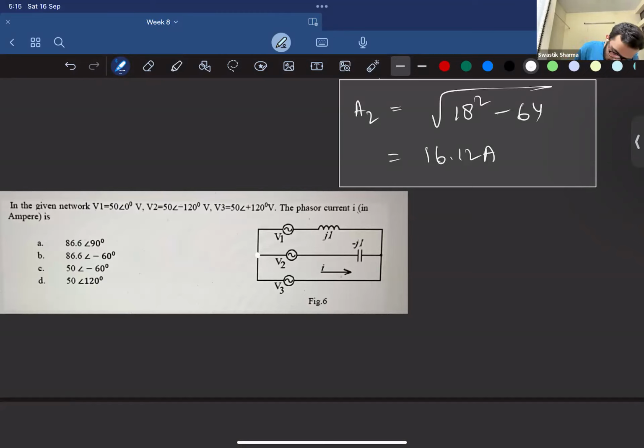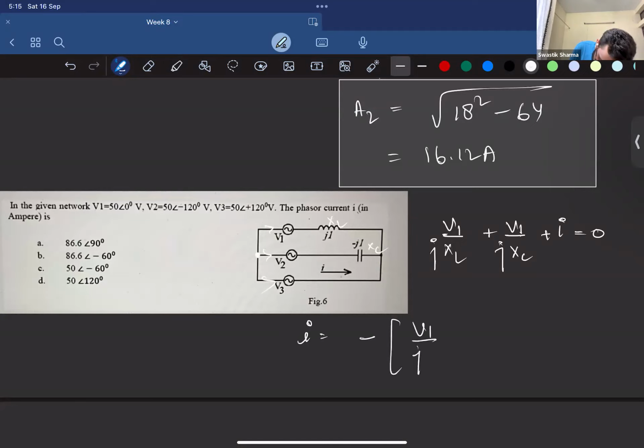So it's nothing but V1 upon jXL, let's call these XL and XC, plus V2 upon jXC, plus I, right, is equal to 0. This current, this current, this current are all leaving the node. So I is nothing but minus of V1 upon jXL plus V2 upon jXC.